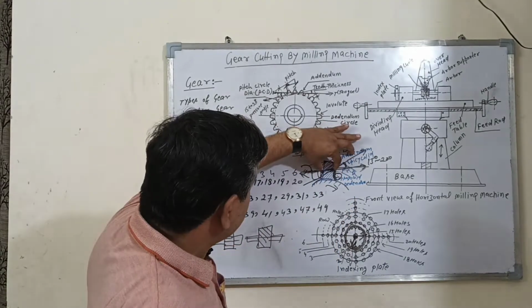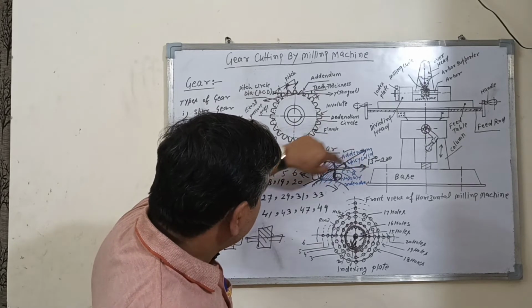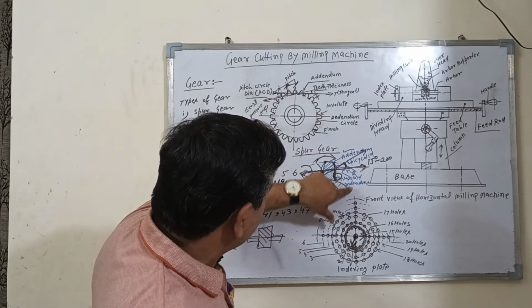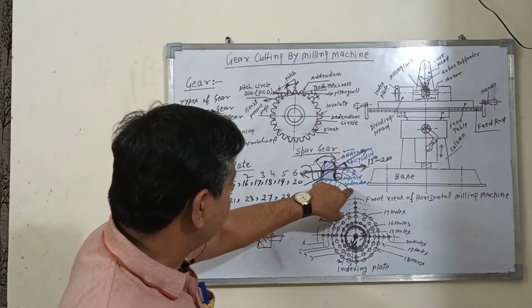This is the detail of this tooth. This is the thickness of the tooth. This arc is called the epicycloid. This arc is called the hypocycloid. This portion is called the addendum. This portion is called the dedendum.